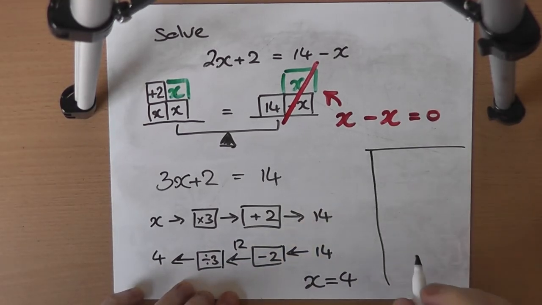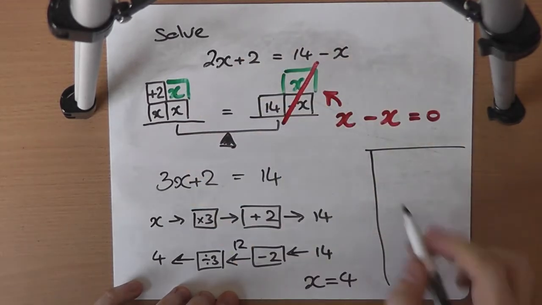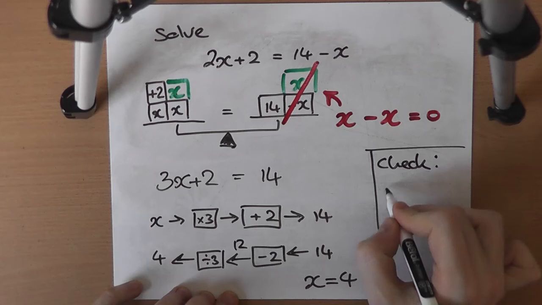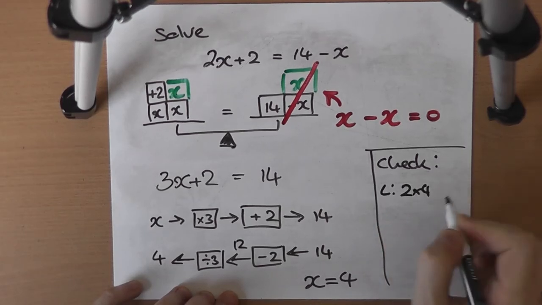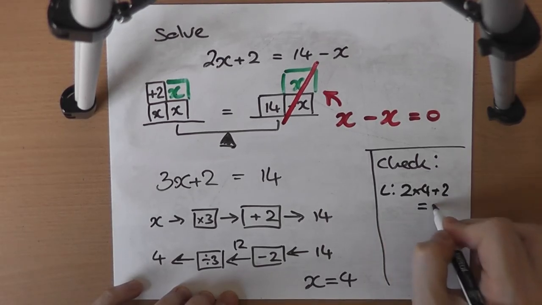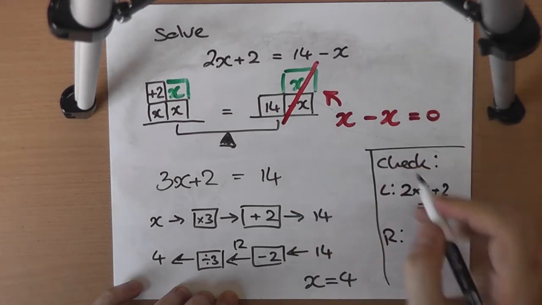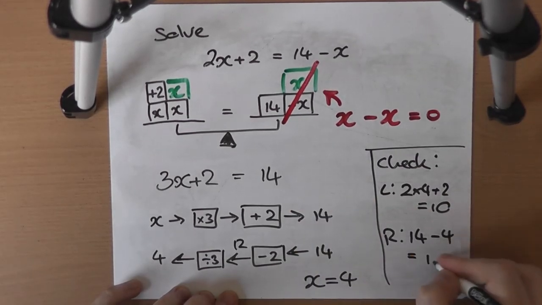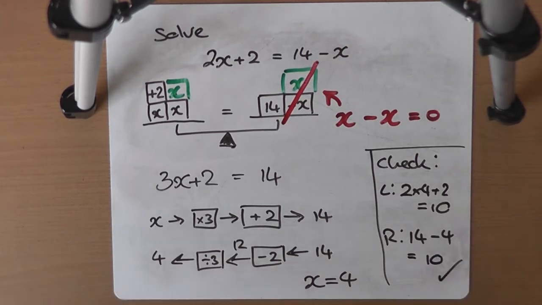Let's do a quick check. On this side then, 2 times 4, and then add 2. So on the left, 2 lots of 4 is 8. Plus the 2 is 10. And on the right, 14 minus a single solitary lot of 4 is 10. And look at that. It works. Let's do one more of these to make this point about the minus x and the cancelling out.